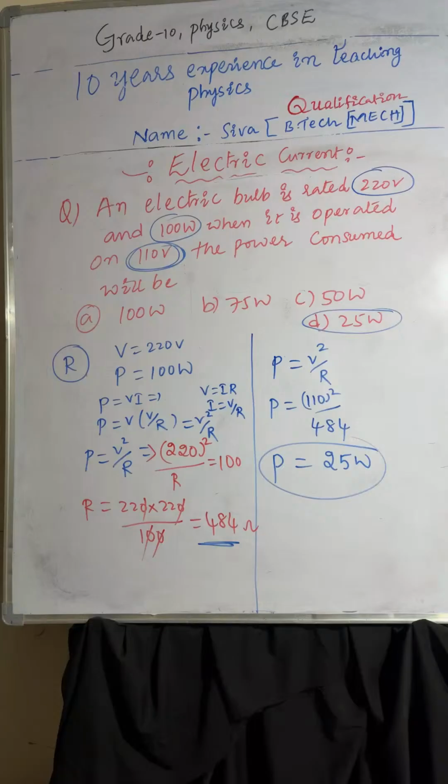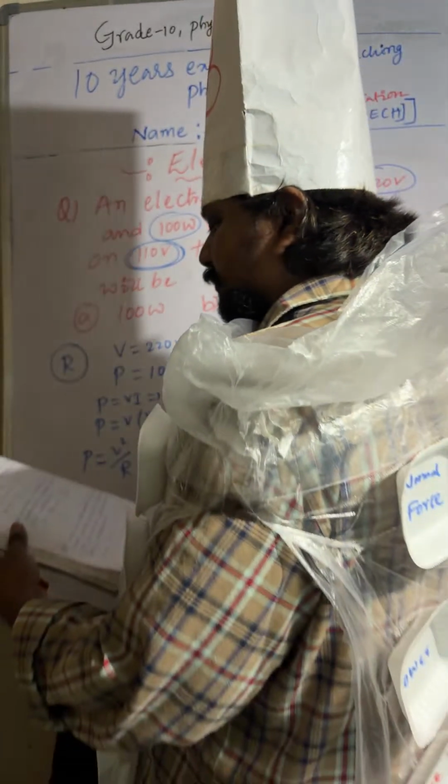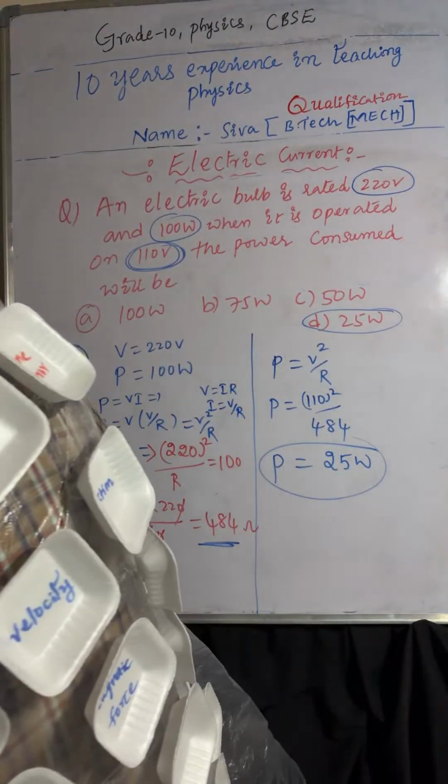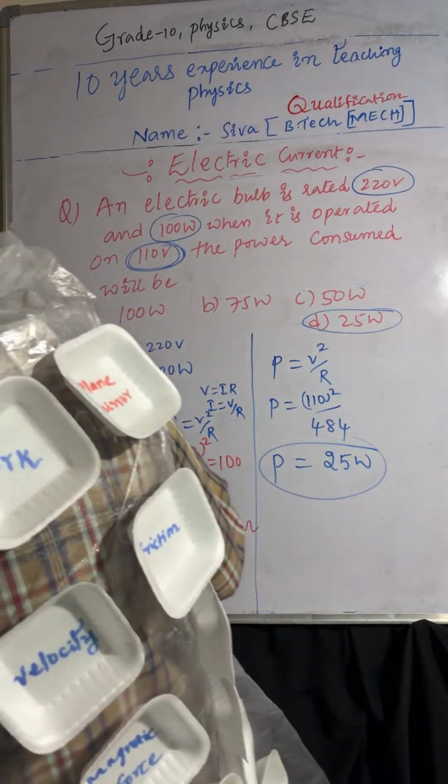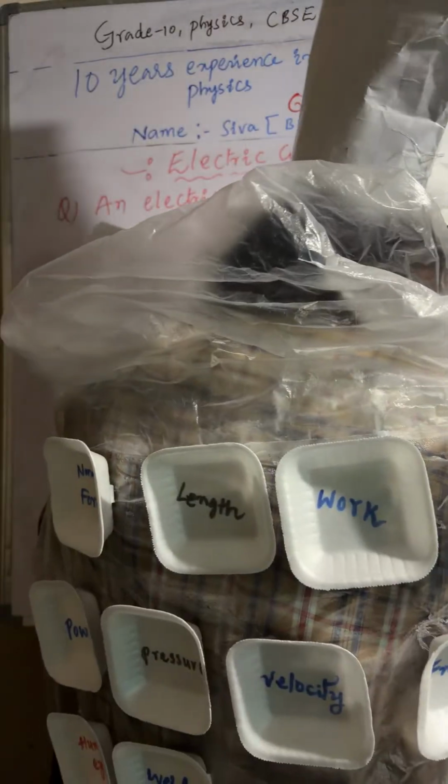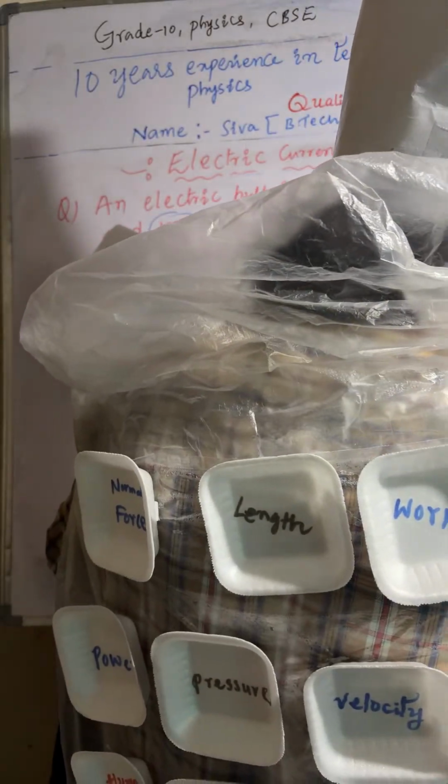Okay, so next question. How many 176 resistors in parallel? So these resistors are connected in parallel.